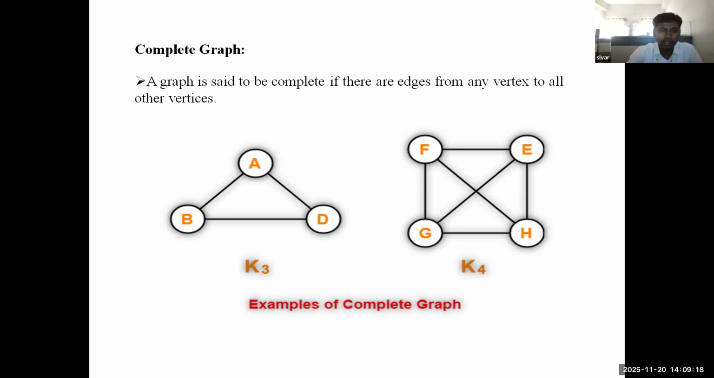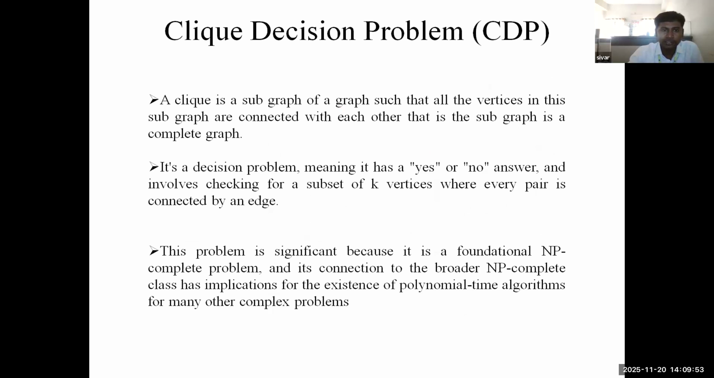Once we look at the example, the K3 graph, here three vertices are there, A, B, and D. A is connected to B and also D. Similarly, B is connected to A and also D. Similarly, D is connected to A and B. This is a complete graph. In that graph, A is connected to the remaining vertices, B is connected to the remaining vertices, and D is connected to the remaining vertices. That is called a complete graph. Before going to discuss the clique decision problem, we have to know what a complete graph is.